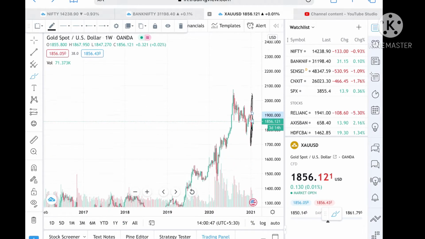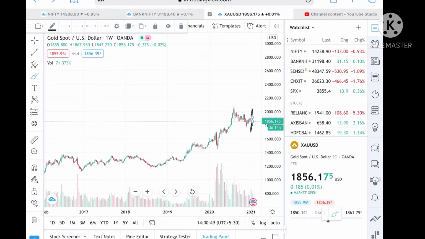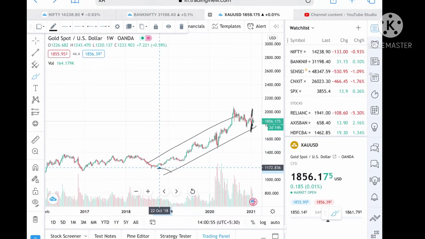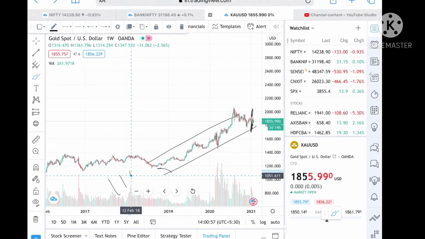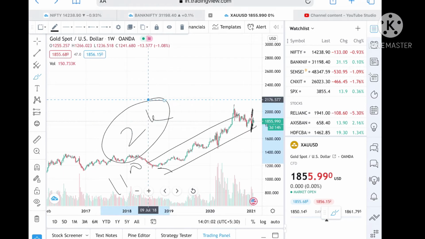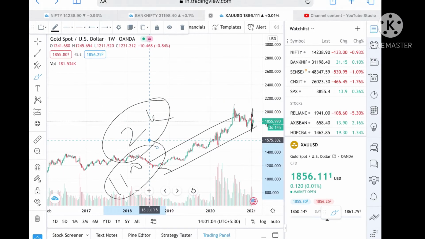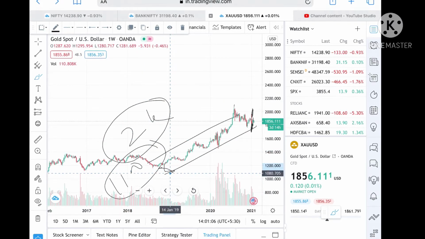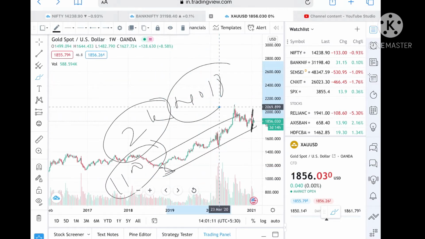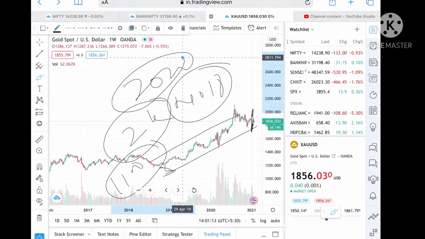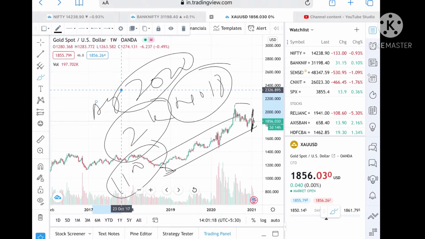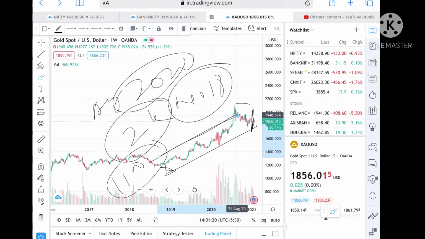If you look at the 5 years chart, the price of gold increased from 1100 to 2k. It doubled. You getting me? From November 2018 to August 2020, the price of gold doubled there.